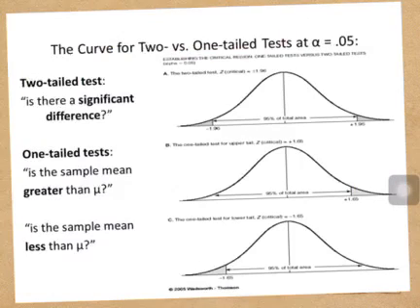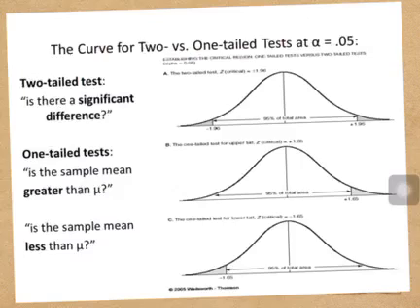Other examples of normal curves which have a critical or significance level of 5% is the one-tailed test, which specifically answers the question, is the sample mean greater than the population mean? And another one is, is the sample mean less than the population mean? And you can see values below. Look at the first one on top. You have there the z critical value of plus or minus 1.96.